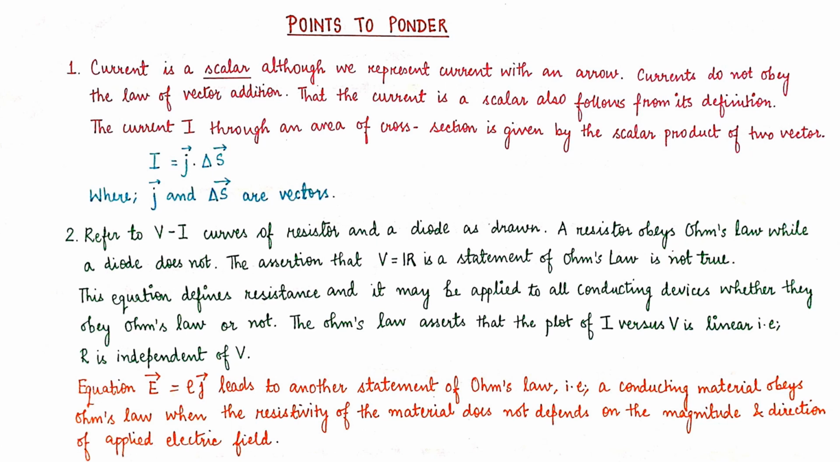There are these statements which are a bit controversial. The first statement: current is a scalar. Although we represent current with an arrow, currents do not obey the law of vector addition. That current is a scalar also follows from its definition. The current I through an area of cross section is given by the scalar product of two vectors.